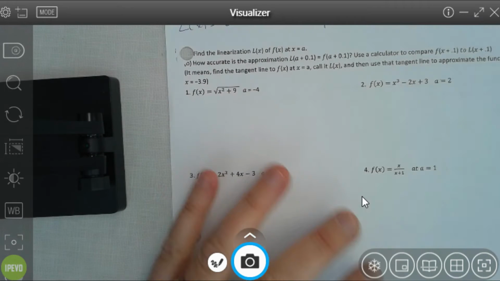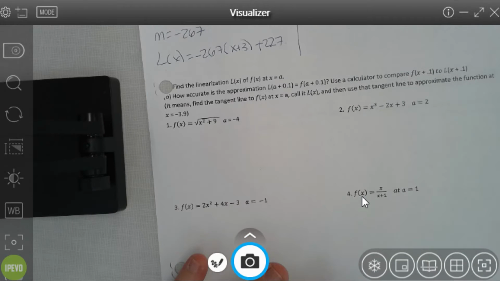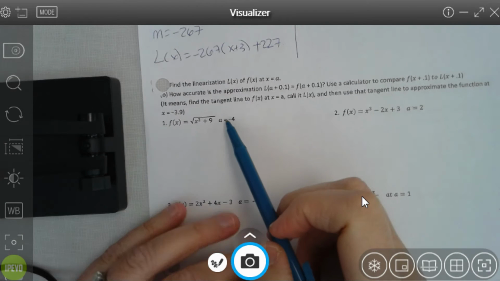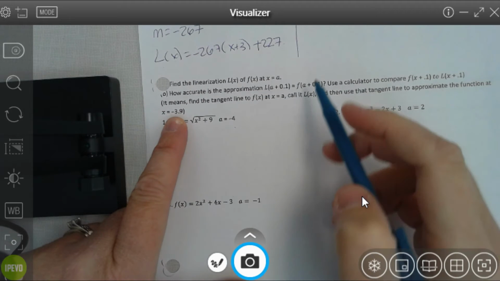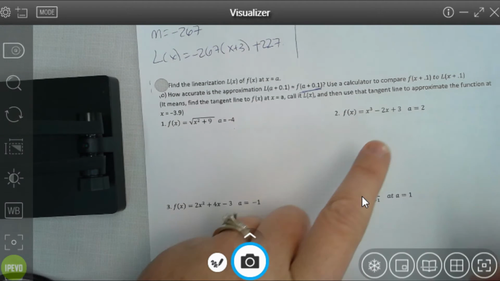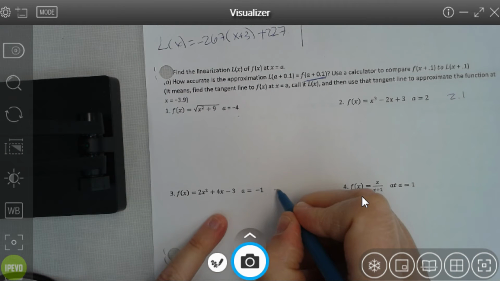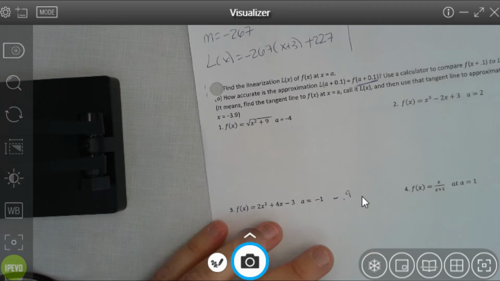So down here now, we're still going to write the linearization, but what most of the time the AP exam wants you to do is, after you found the linearization, use it to estimate something. So they're going to say use a linearization to estimate. For this one, we'd estimate -3.9. That's why it says to add 0.1. Over here, I'm going to be estimating 2.1. Down here, I'll be estimating -0.9. So we're going to do everything the same as I did in the front part.